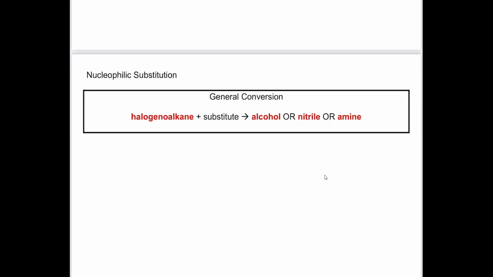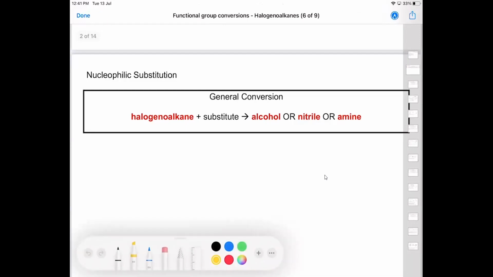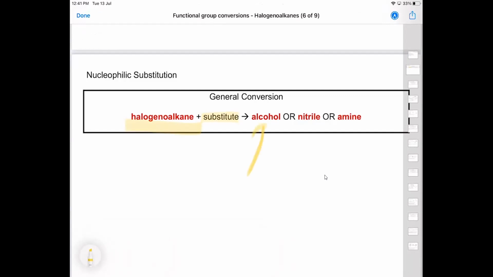Cool. So then the next topic we're going to talk about is substitution reactions involving halogenoalkanes. So you'll see in these examples here, we're always going to start with a halogenoalkane. So our starting molecule will contain a halogen, and we're going to substitute it with something. And in this case, we're going to form alcohols, nitriles, and amines. So these are the three main substitutions that we're going to talk about.